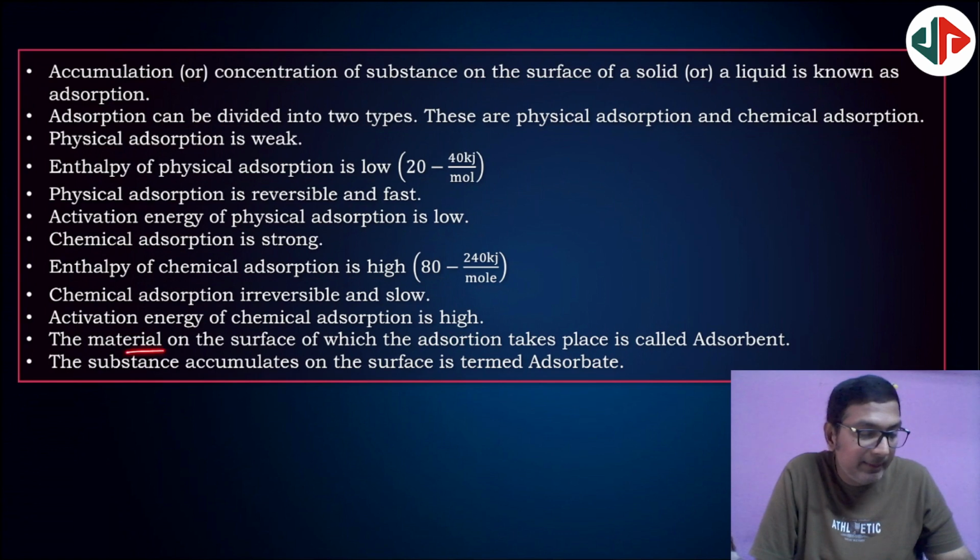Next, the material on whose surface the adsorption takes place is known as adsorbent. Next, the substance which accumulates on the surface is known as adsorbate. That means in case of adsorption, we will be having these two, adsorbent and adsorbate. Adsorbent can be solid or liquid. Adsorbate may be gas or solute from solution.